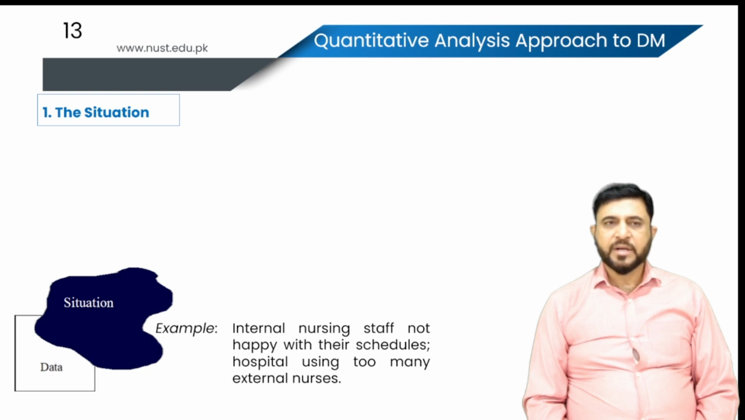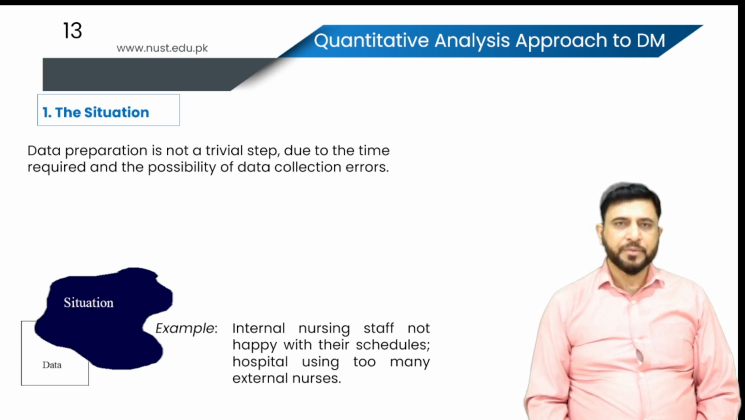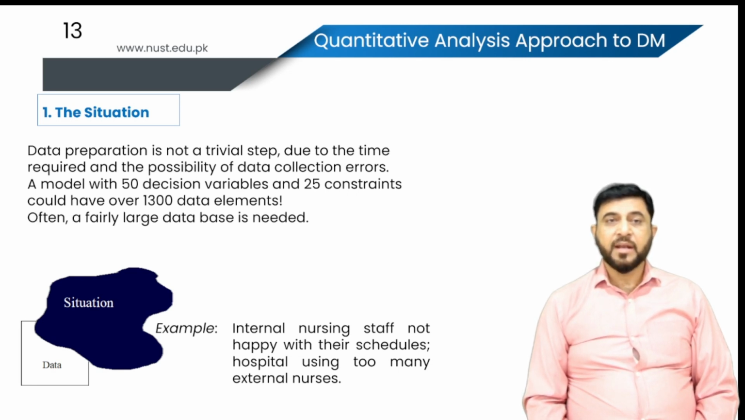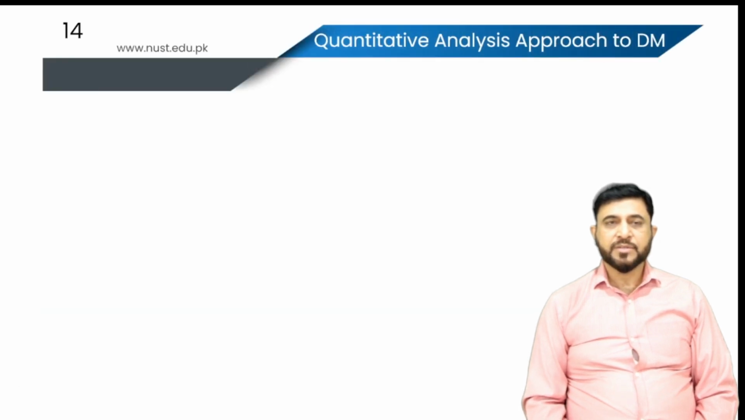What is the second part? The second part is the data. What does it mean? Data representation is not a trivial step due to the time requirement and the possibility of data collection errors. A model with 50 decision variables and 25 constraints could have over 1300 data elements. So definitely it becomes very difficult to solve. Often a fairly large database is needed, and an information system specialist might be needed. So this is the situation and the data.